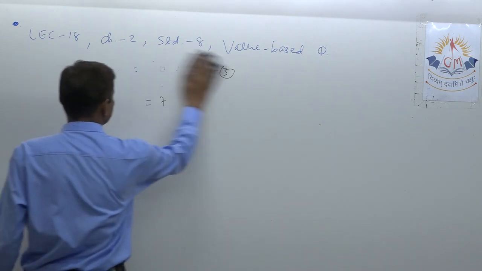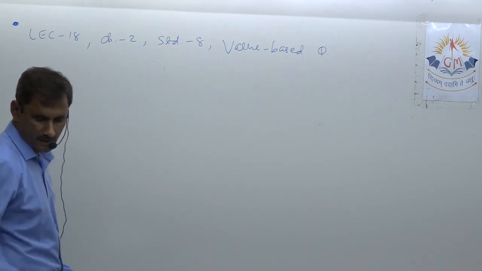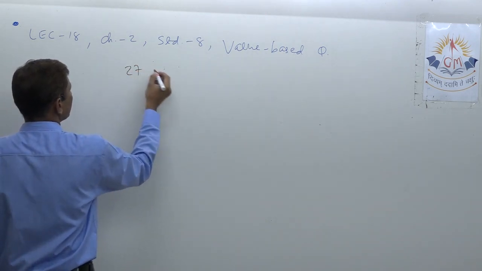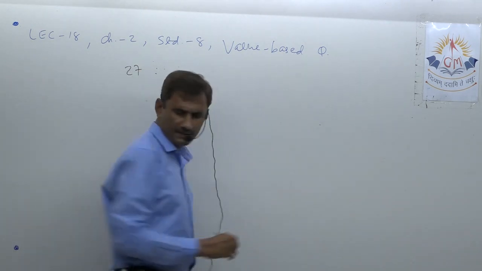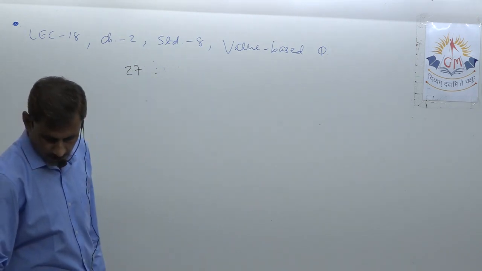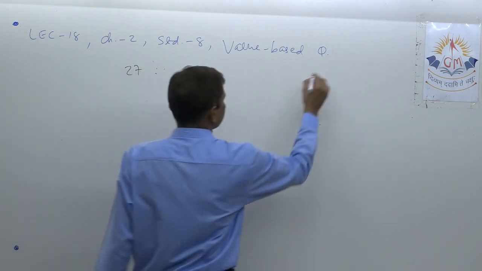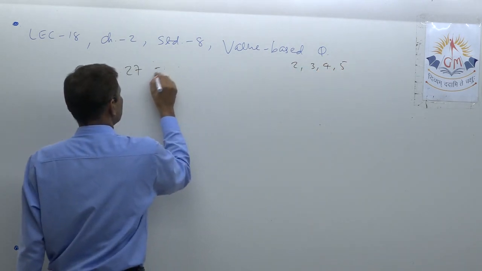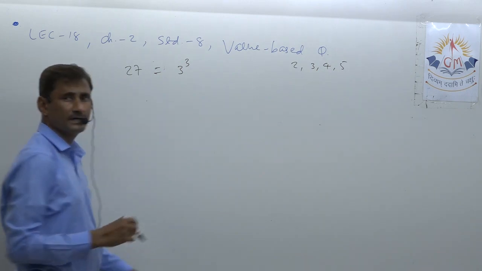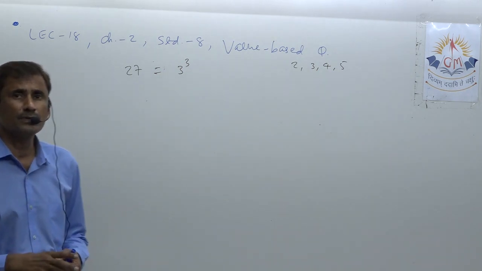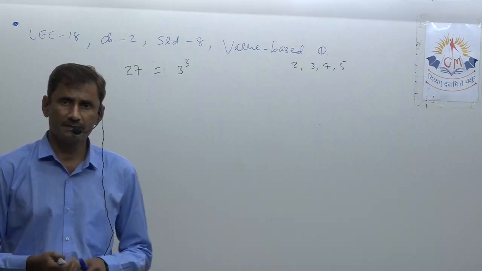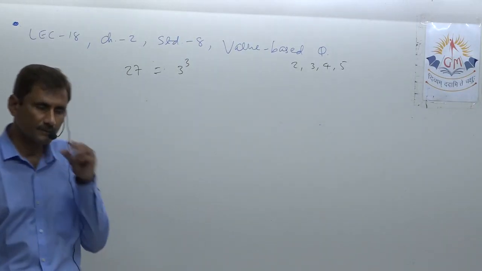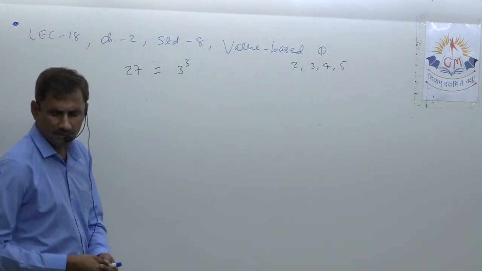First they have given, and it is 27. Now you might be thinking that the numbers we have are 2, 3, 4, 5. You can say, sir, it will be 3 raised to 3, but no. Why? Because you cannot use a single number twice. More than once you cannot use it. So this is not applicable here.